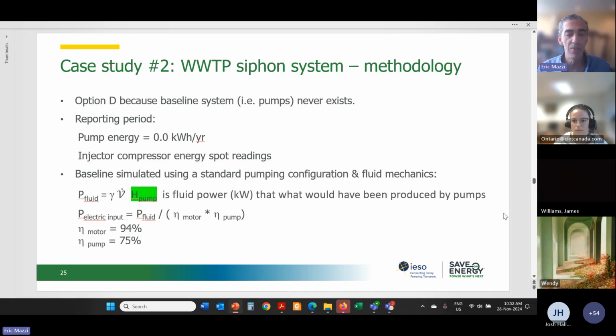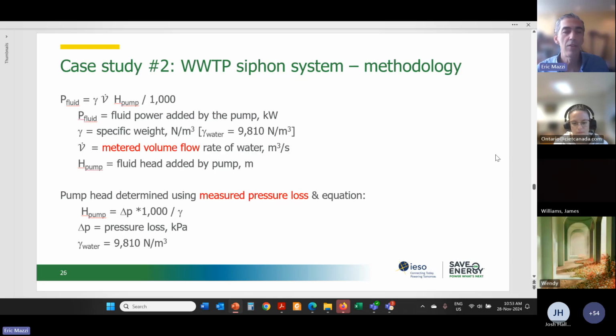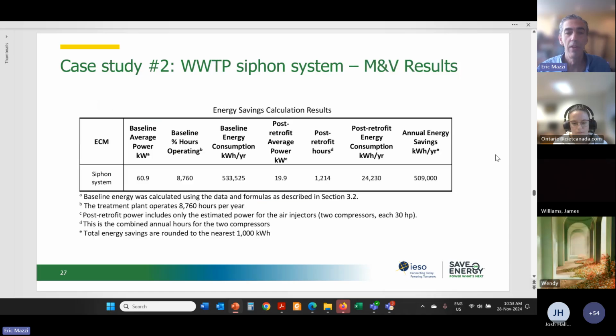So we didn't need sophisticated software to do this. I did this myself. You just use basic pump equations: the fluid power divided by your electric and pump losses, effectively. So we calculated the fluid power based on metered flow volumes and the pump head based on measured pressure losses. We used just standard fluid equations that I learned as an undergraduate a long time ago.